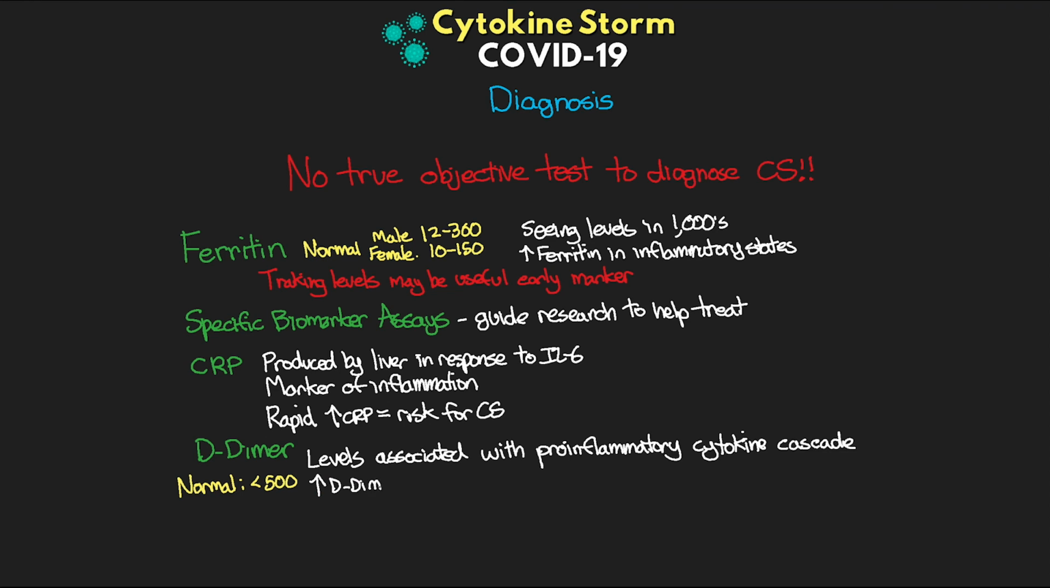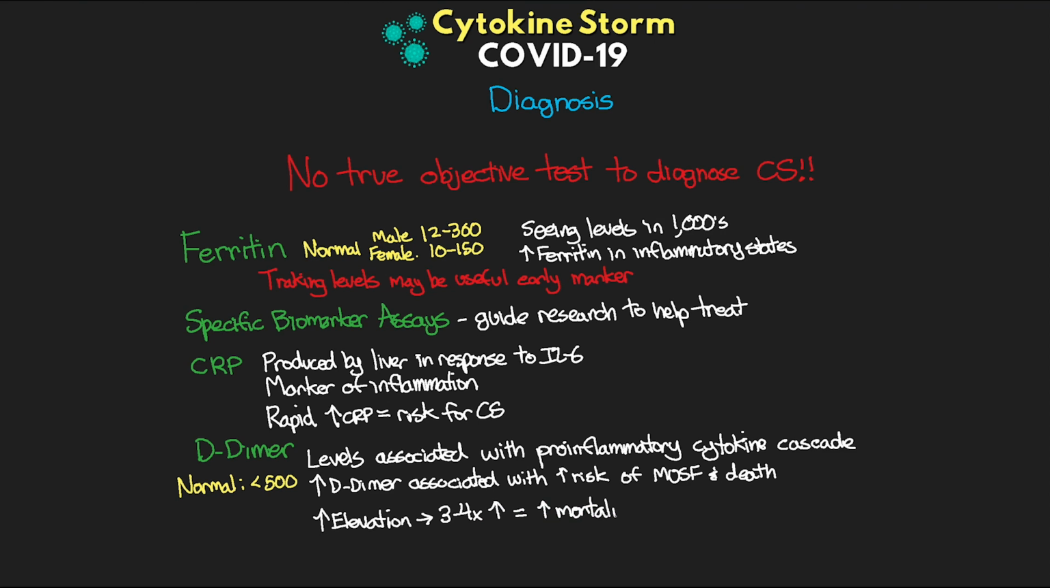If we see an elevated D-dimer in these patients, this is associated with increased risk for multi-organ failure and death. And so what we want to watch for is this initial elevation of the D-dimer, and then a marked increase, sometimes 3 or 4-fold, is really associated with this increased mortality. So again, some really good tests to help to bring our attention to this and possibly catch the cytokine storm early on or before it really ramps up. But again, we don't have that true objective test to diagnose this.